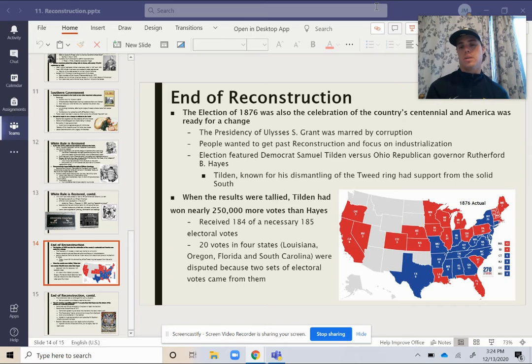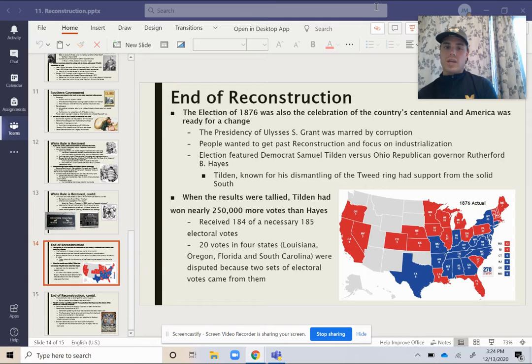So what we get in this election are two really no-name candidates that you'll probably never hear of again, and that's totally okay. The Republicans nominate Ohio Governor Rutherford B. Hayes, and the Democrats nominate the Reform Governor Samuel Tilden from New York, who we'll talk about in our next chapter. Tilden was known for dismantling the Tweed Ring of New York infamy.